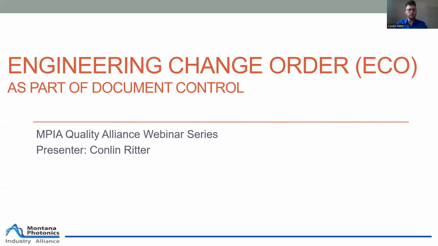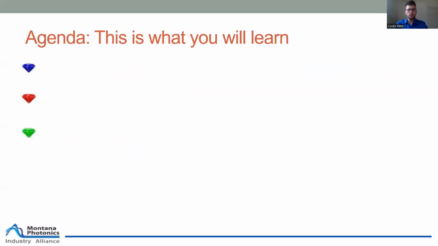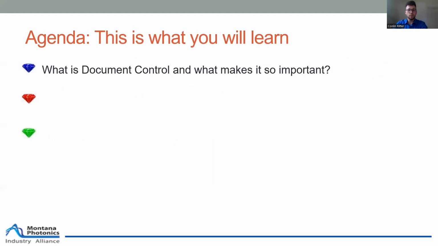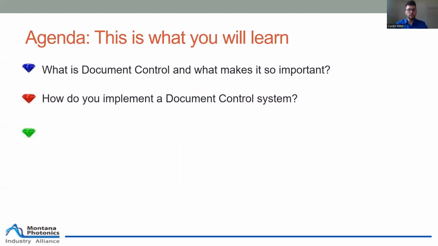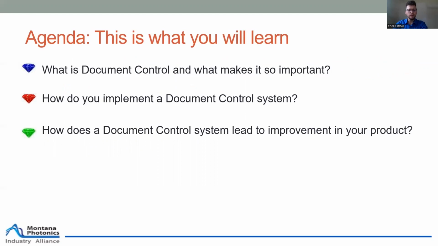Hello. Today we're going to be talking about engineering change orders as a part of the document control process. You're going to learn what document control is and what makes it so important, how to implement a document control system, and how a document control system leads to improvement in your product.